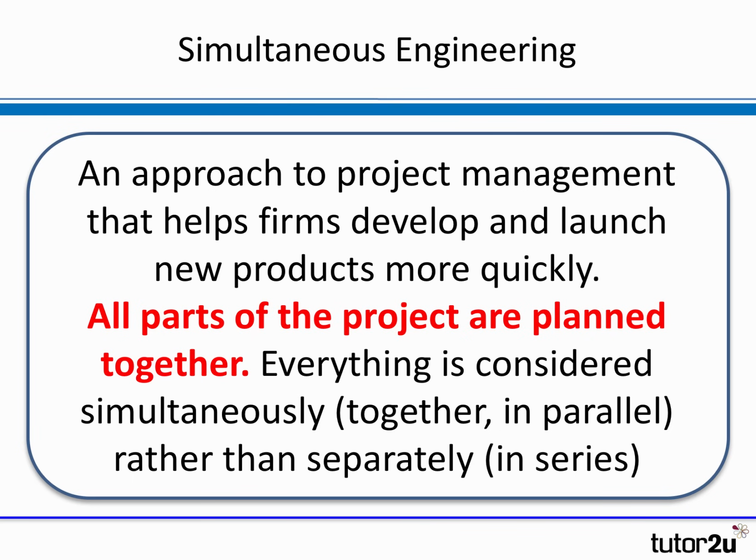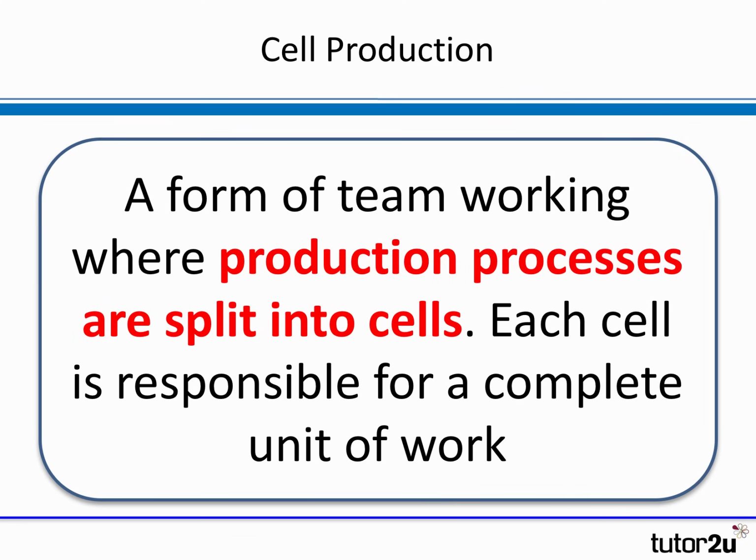Simultaneous engineering is another example of lean production, which we won't spend a lot of time on, but essentially this is about trying to fast track the planning of complex projects, and in particular new product development. And the key here is to try to find ways of doing everything at the same time by bringing together teams rather than as a series of activities.